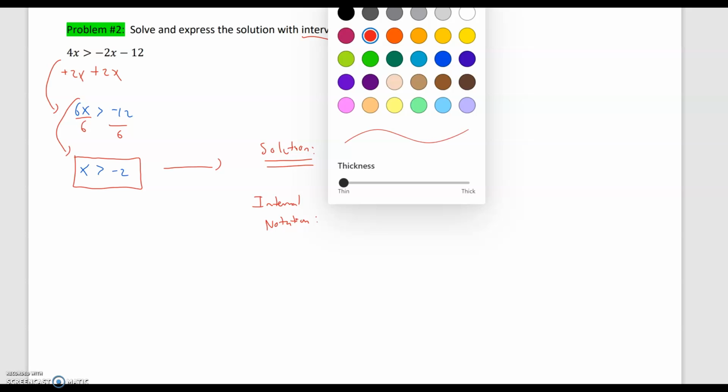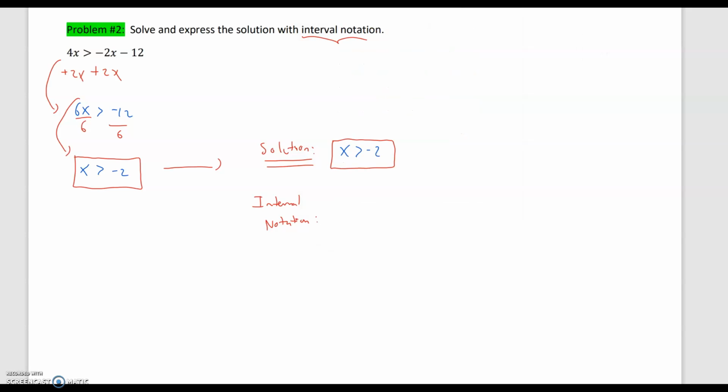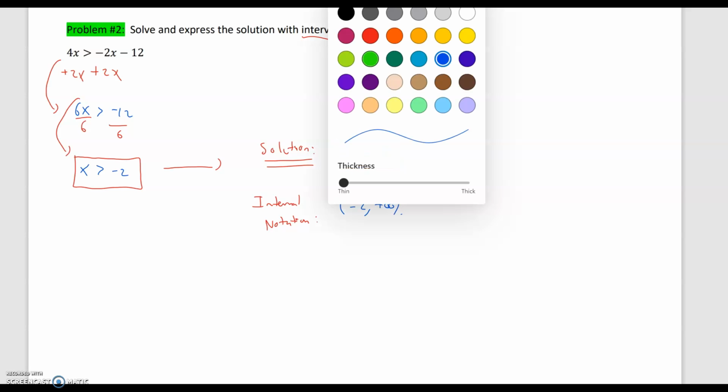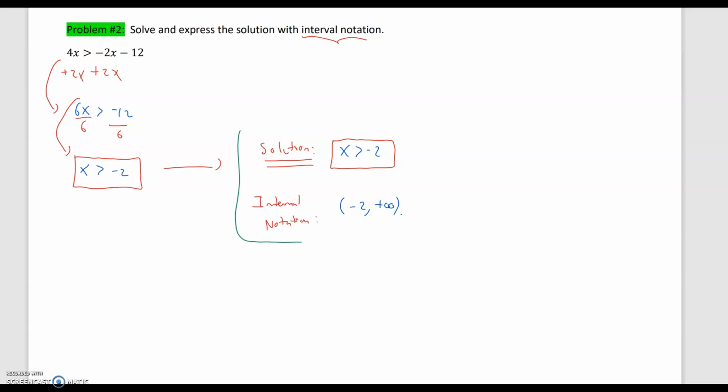Well, since it's a greater than, we're going to start with a parenthesis. Negative 2, and greater means all the way to the right, so technically all the way to positive infinity. That's going to be our final answer. As an actual solution, we're looking at x is greater than negative 2. Interval notation, from negative 2 to positive infinity. They're not asking for the graph, so that's it for this one.